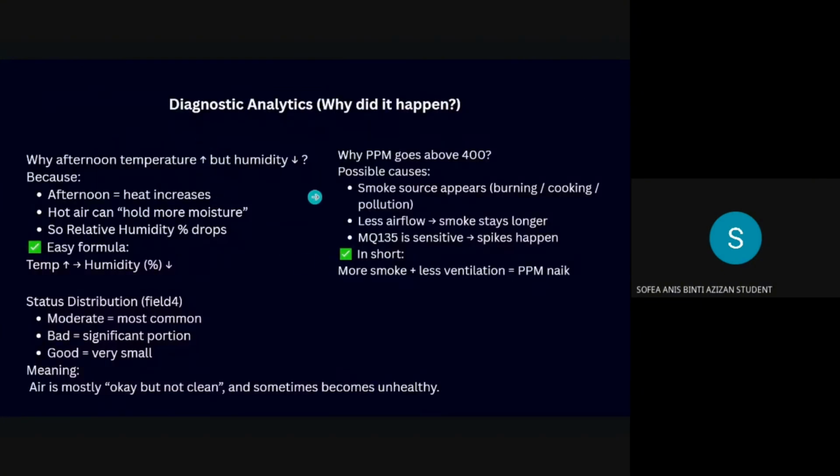Okay, for diagnostic analytics, why did it happen? First, why does afternoon temperature rise but humidity is low? Because afternoon heat increases, hot air can hold more moisture, so relative humidity percentage drops.